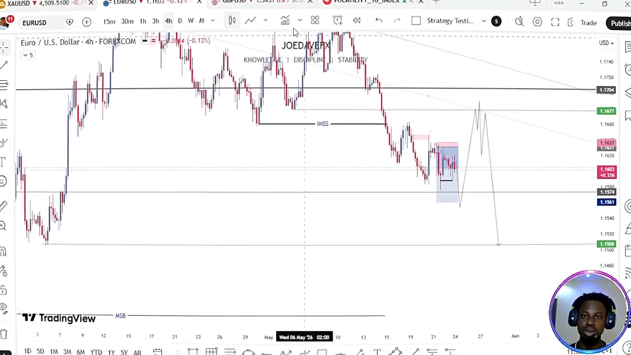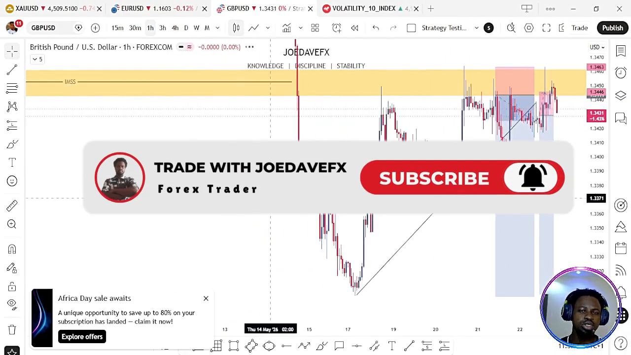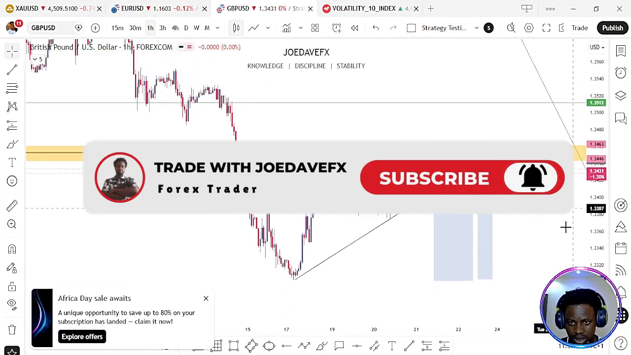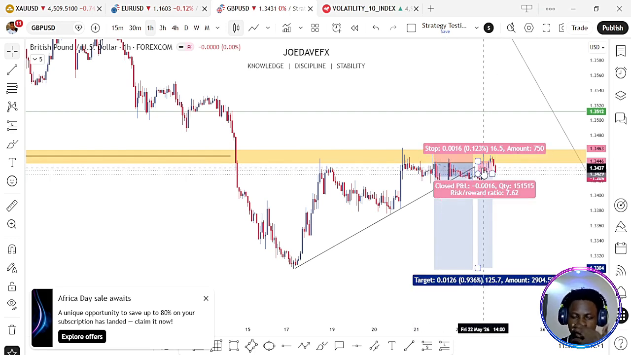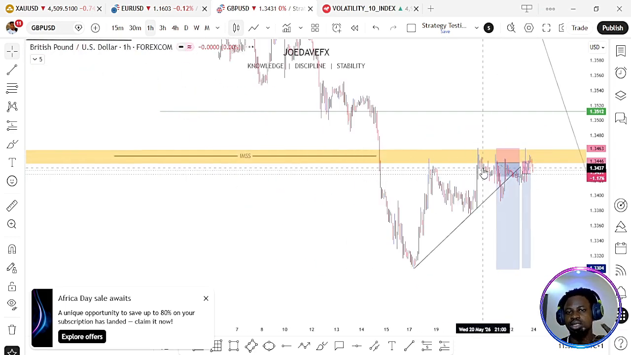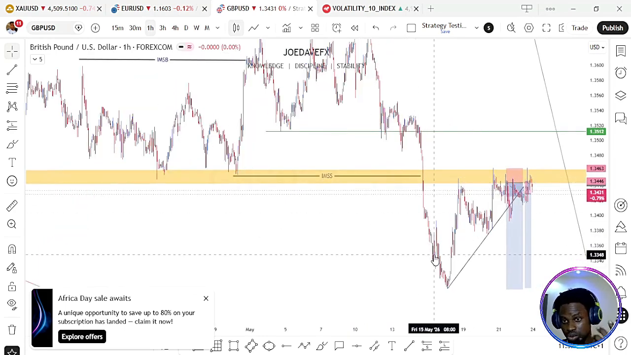Now let's go to the next pair on my watch list, which is GBPUSD. GBPUSD has been so nasty for the week. I actually took about 2 losses here, so you can see this is a loss here and this is another loss here. So GBPUSD has just been so nasty, but the real situation here is that we are still trading below this, which is telling us that we are still bearish.